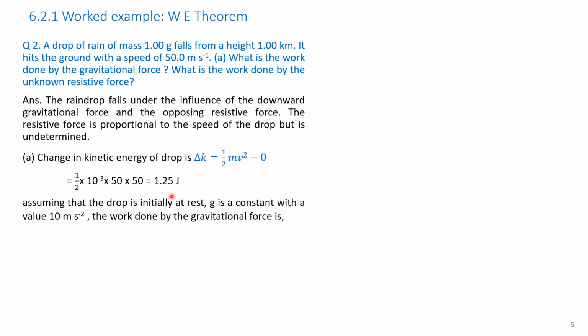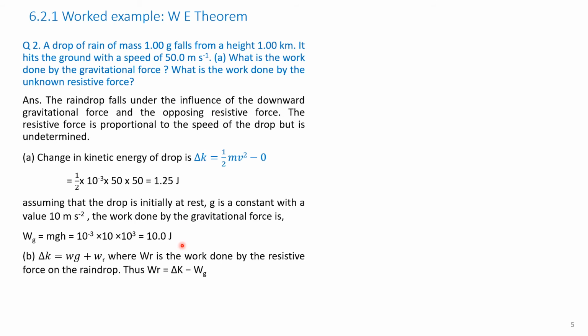Assuming that the drop is initially at rest, g is a constant with a value of 10 meters per second square. That is assumed. The work done by the gravitational force is given by mgh. Wg is equal to mgh, that is, m is 10 to the power of minus 3, g is 10 and height is 1 kilometer. 1 kilometer is 1000 meters, that is 10 to the power of 3 meters. That is equal to 10 joules.